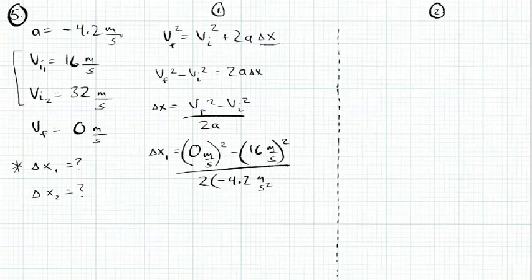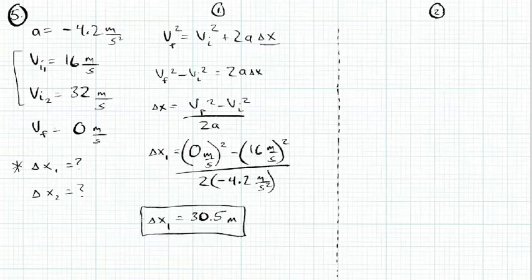And you know what? I just realized up here I forgot to put the squared in the acceleration up top. That was my fault. That should be meters per second squared. So our acceleration is negative 4.2 meters per second squared. If we calculate that out, our displacement 1 is going to be 30.5 meters. All the other units cancel out, and we have an answer in meters.